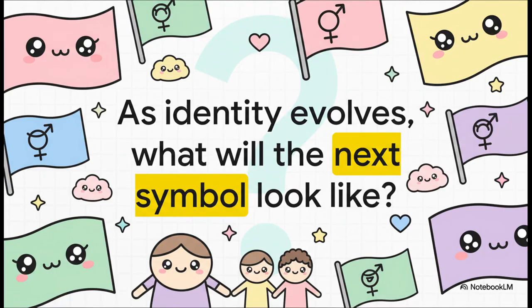So what I really hope you take away from all this is that these symbols are not just lines on a screen. They are flags. They're flags for entire communities of real people who are fighting for the right to exist, to be recognized, and to be safe. And it really leaves us with one final thought. As our language for who we are continues to grow and evolve, what story will the next symbol tell?